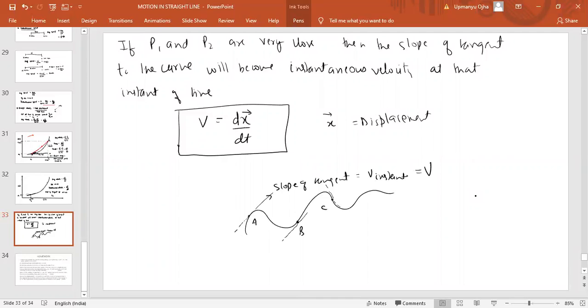Did you understand this or not? You don't need to remember the concept. Just remember that if a displacement versus time graph is given to us, the slope of the displacement versus time graph will give us the velocity of the body at that time.